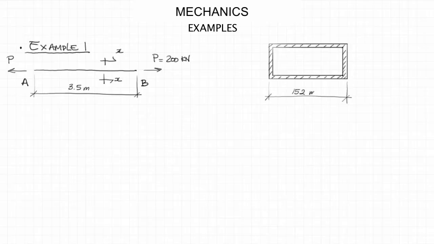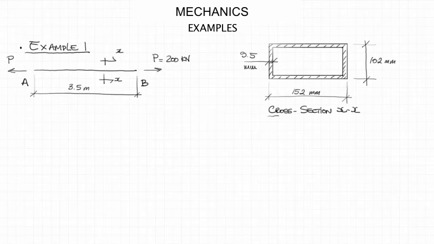The size of the section is 152 millimeters along the long side, 102 millimeters along the shorter side, and the wall thickness all around the section is 9.5 millimeters. The bar has the same cross section throughout. From A to B, the cross section is constant.